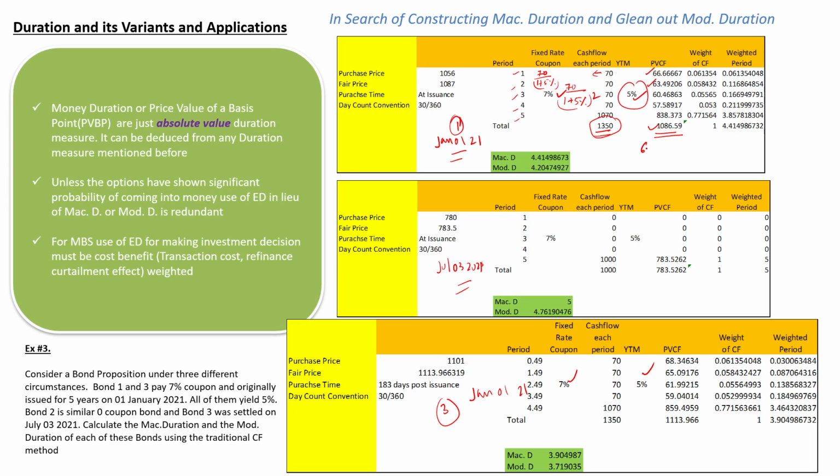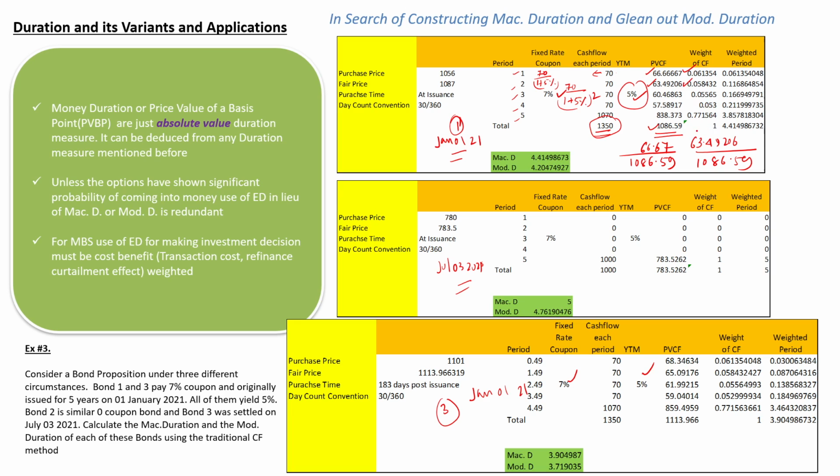All that we do is, I'm just working out the first cash flow, 66.67 divided by 1086.59. If you do this math, this comes out to be the weight, which is 0.061354, roughly about 6.135%. Similarly, the weight of the second cash flow is 63.49206 divided by 1086.59, which comes out to be 0.058432 or 5.84%, right?